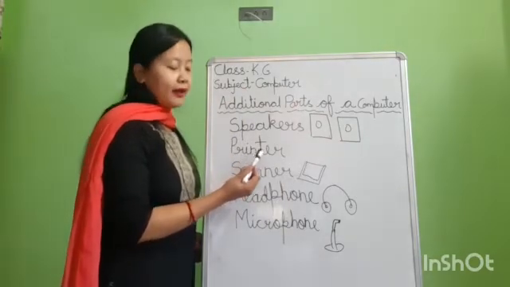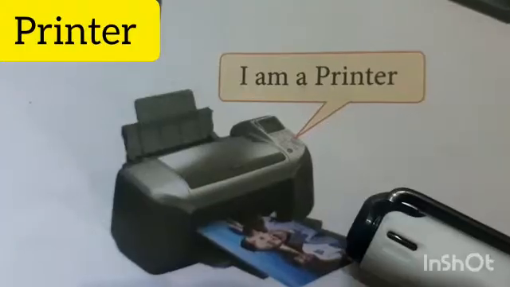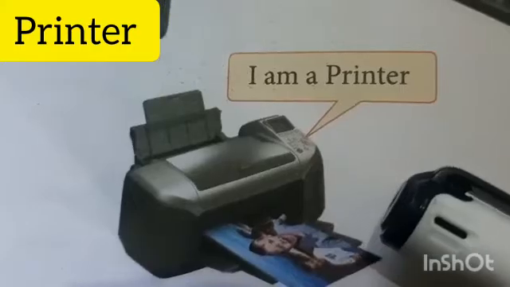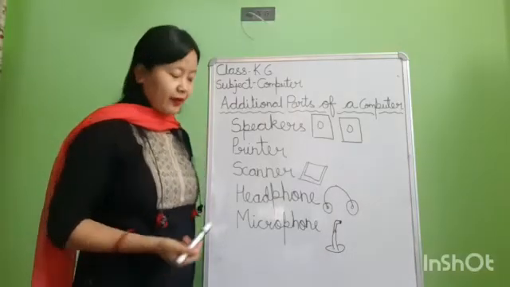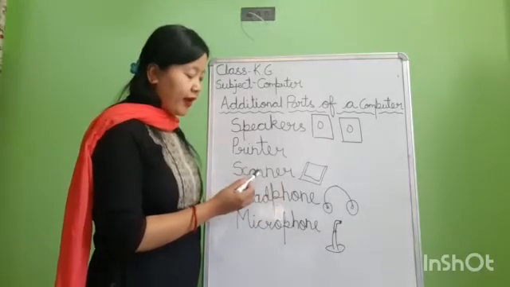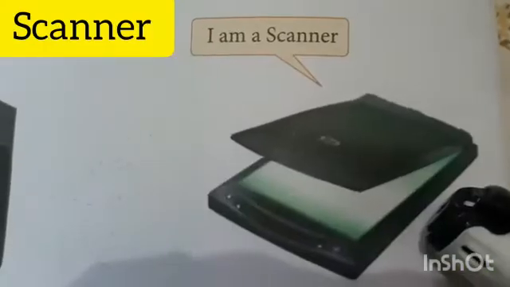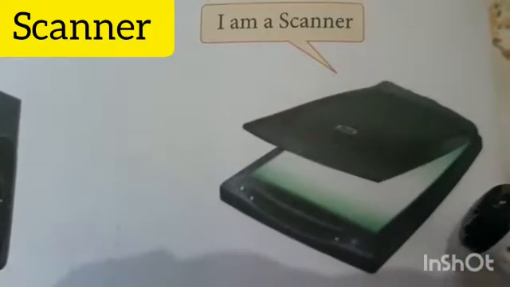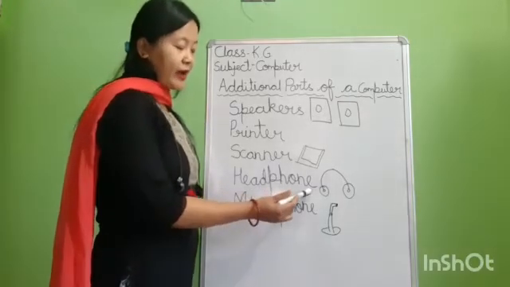Printer. Children, this is a printer. Children, the next additional part of a computer is scanner. Spelling of scanner: scanner. Children, this is a scanner. Now, children, the next additional part of a computer is headphone.